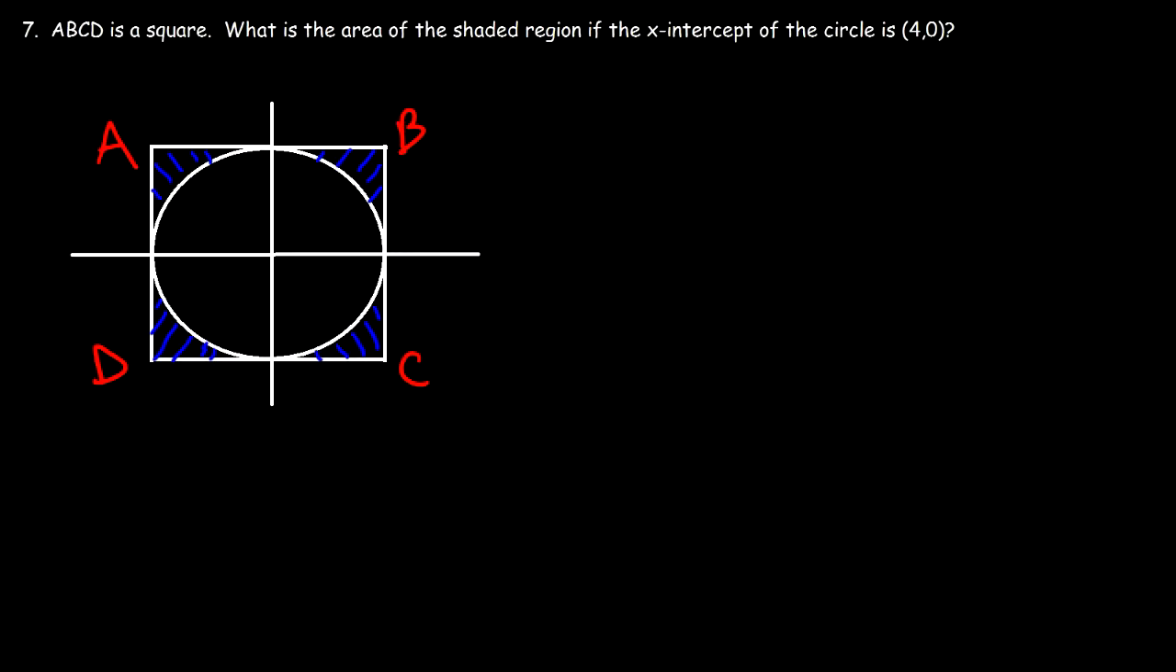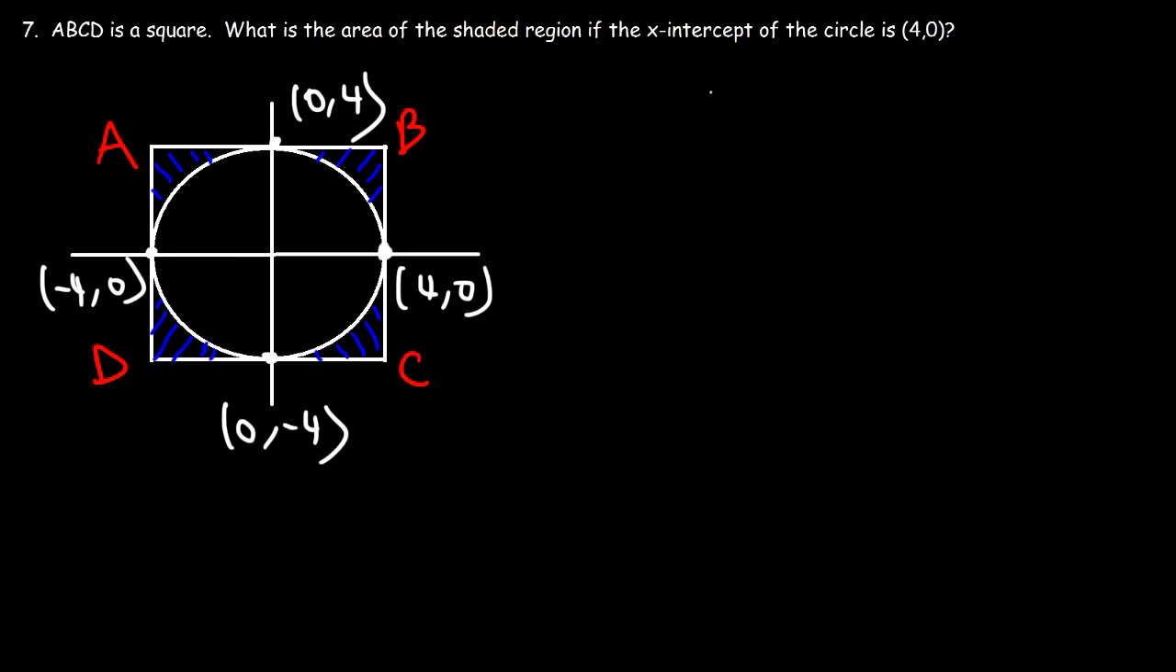Number 7. ABCD is a square. What is the area of the shaded region if the x-intercept of the circle is (4, 0)? So this is (4, 0), which means this part here is (-4, 0). And the y-intercept is (0, 4), and the other y-intercept is (0, -4).